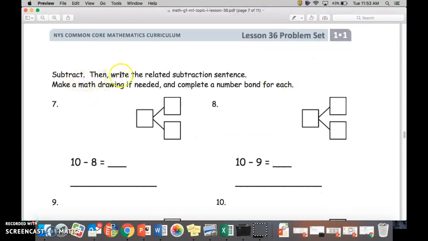This one says subtract, then write the related subtraction sentence. Make a math drawing if needed and complete a number bond for each. Number bond must be completed. You can draw a picture if you need to.